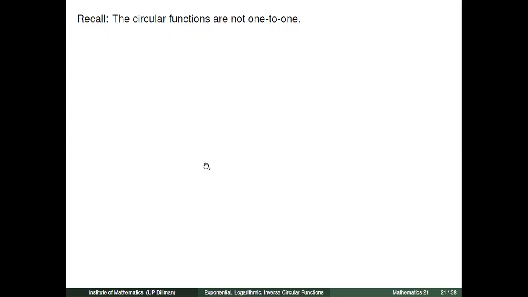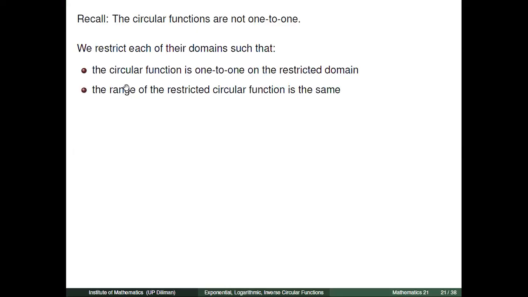To define inverse circular functions, we restrict each of the circular function's domains such that the circular function is one-to-one on the restricted domain, and the range of the restricted function is the same as the original one, so that the domain of the inverse function is still the same as the range of the original circular function.